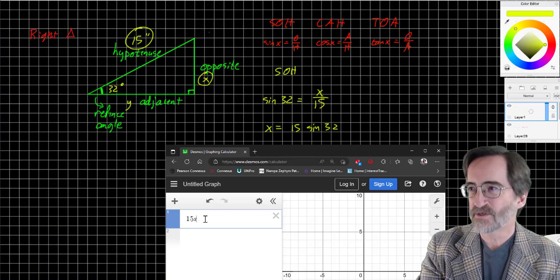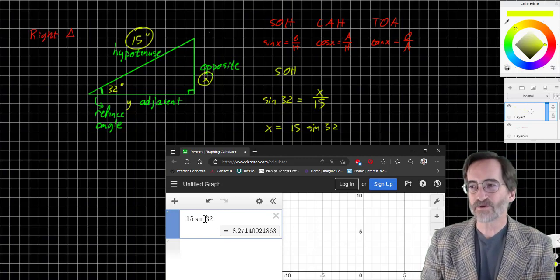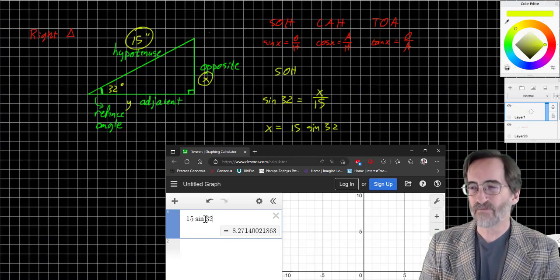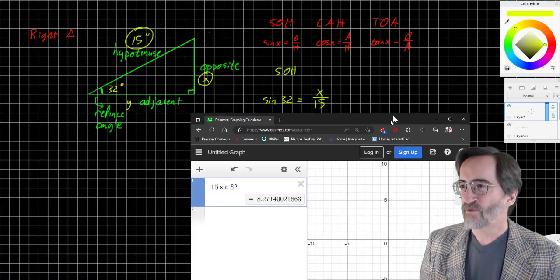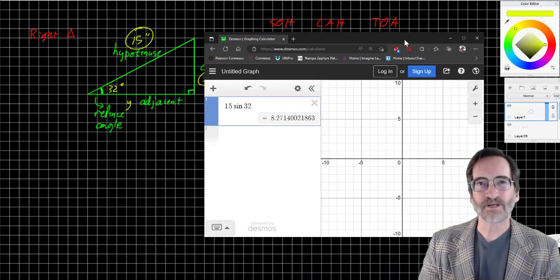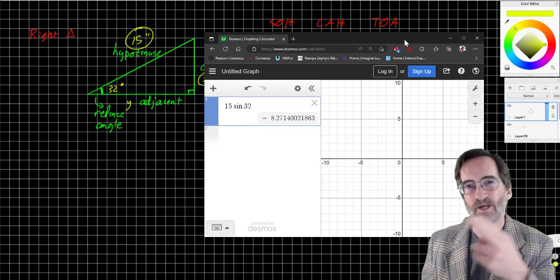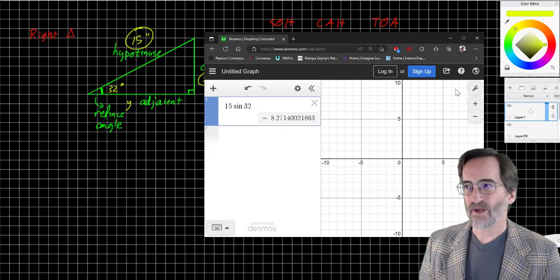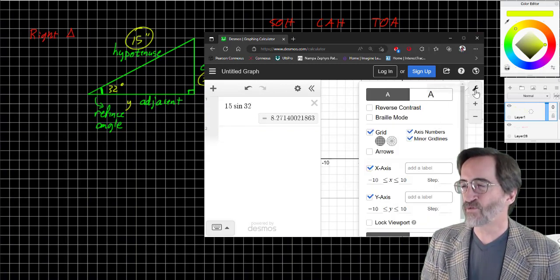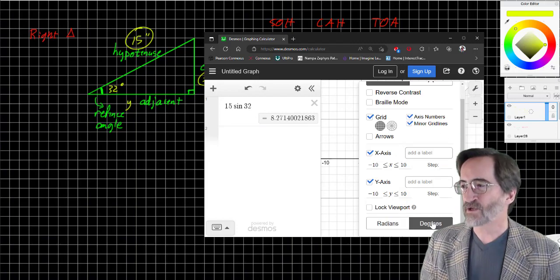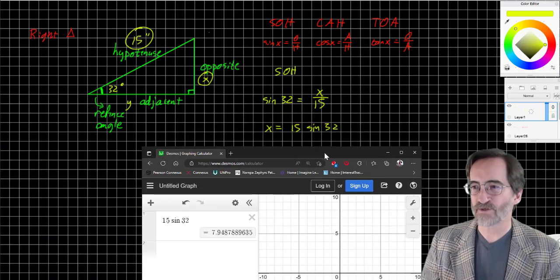So 15 sine 32. Now notice, by the way, that if I enter it right now, the answer may or may not make sense, and that's because I didn't do something here. The default angle measurement in Desmos and many calculators is radians. There are 2 pi radians in a circle, and that equals 360 degrees. But we need to measure our angles in degrees. So click the wrench tool in Desmos and click degrees. Make sure to do that, otherwise you're going to get some bogus answers.